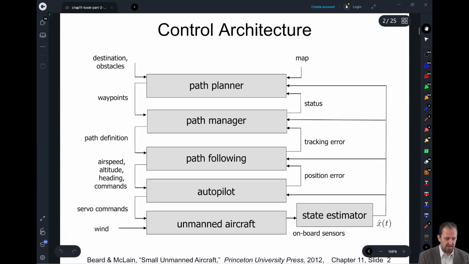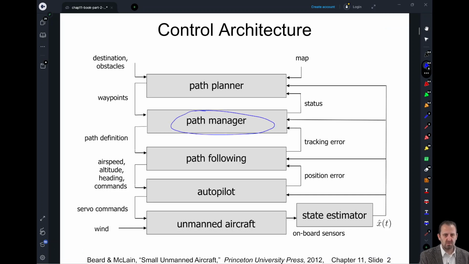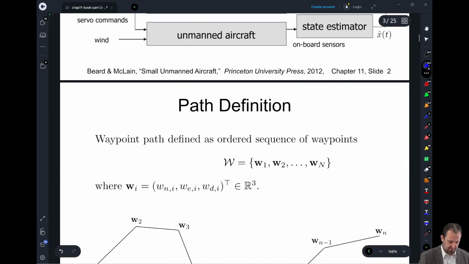So as we jump in here, just a reminder of where we're at. We're dealing with another path manager, right? So we're still here in chapter 11, but now we're going to do the details of Dubins Paths.